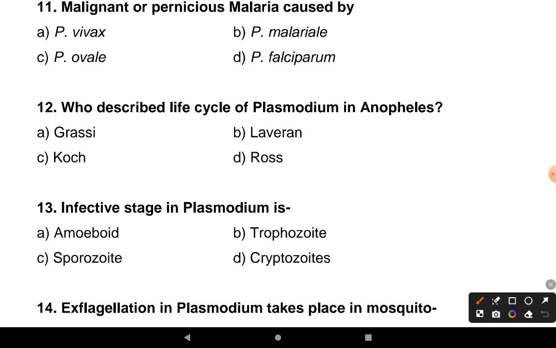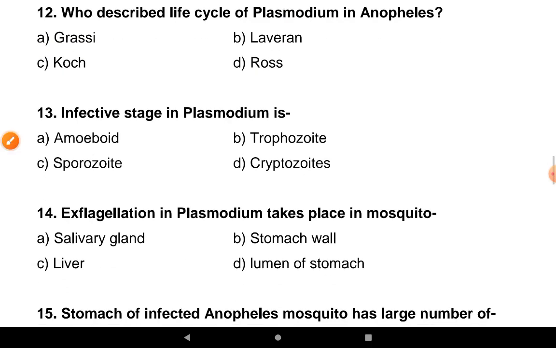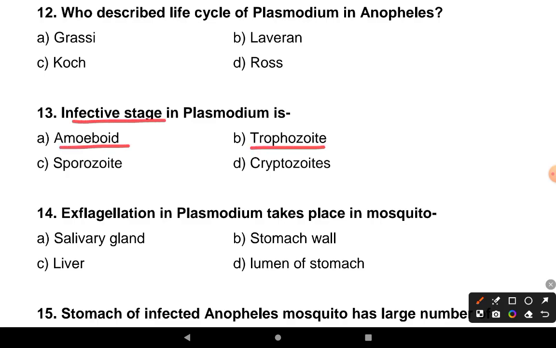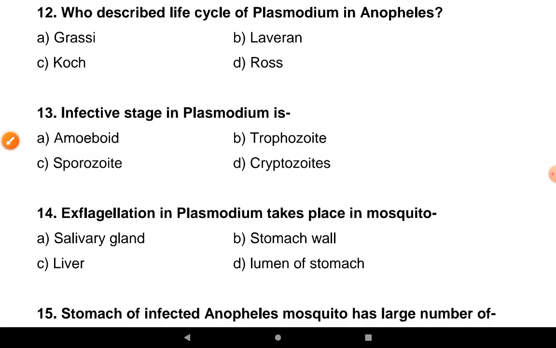Our next question is: who described the life cycle of Plasmodium in Anopheles mosquito? Grassi, Laveran, Koch, Ross. The correct answer is option A. Grassi first described the life cycle of Plasmodium in Anopheles mosquito. The next question is: infective stage in Plasmodium is amoeboid, trophozoite, sporozoite, cryptozoites. Our correct answer is option C. Sporozoite is the infective stage in Plasmodium which causes malaria.